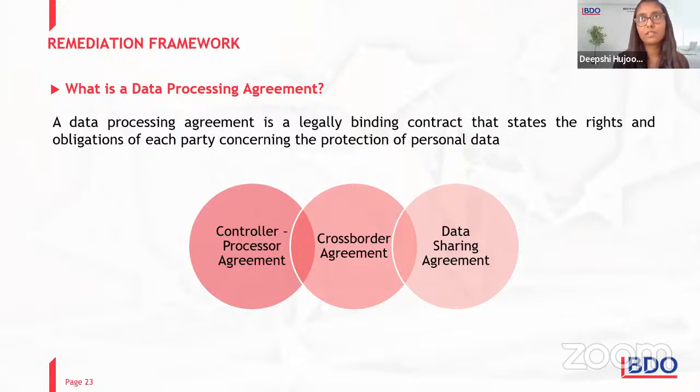But in the event that you are sending it abroad to a third party outside of your country, then you can have cross-border processor agreements in place. Okay? And then there are data sharing agreements, where you're sharing regularly with another third-party controller, for instance, banks or insurance companies or audit firms. Then you can use those data sharing clauses instead.